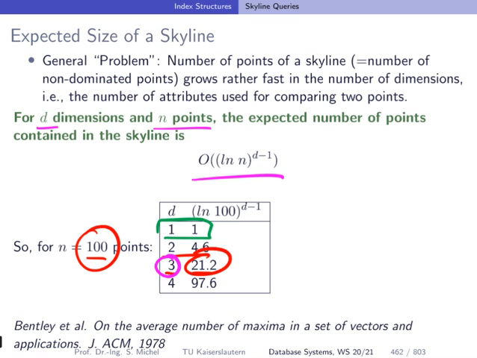This means that 3 is not a really large number, right? That means if you have 100 cars and you have 3 criteria, like dimensions, as we say, then you have 20 cars left. So the pruning power of this dominance or this idea of skylines is limited. And if you go to 4 dimensions, then you have 97 cars remaining out of 100. So in the end, pretty much all of the cars or all of the points are within the skyline.